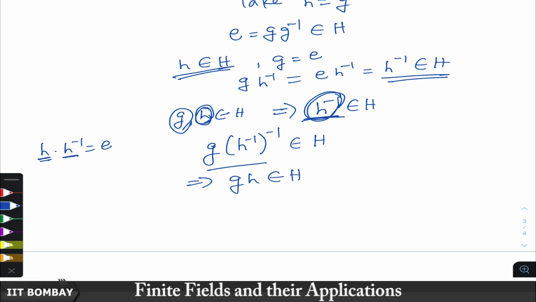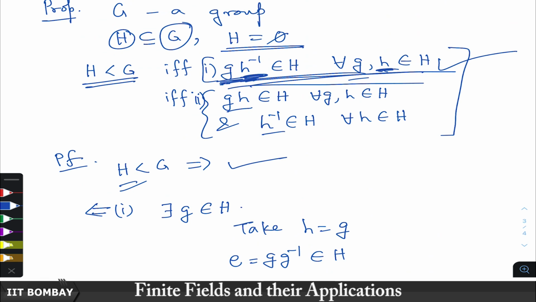So, H is closed under the operation, because we started by saying we take any two g and h in H. So, their operation is also in H. So, this proves that the first property implies that it is a subgroup. Now, this makes it a very simple one step check for showing that a subset is a subgroup or not.